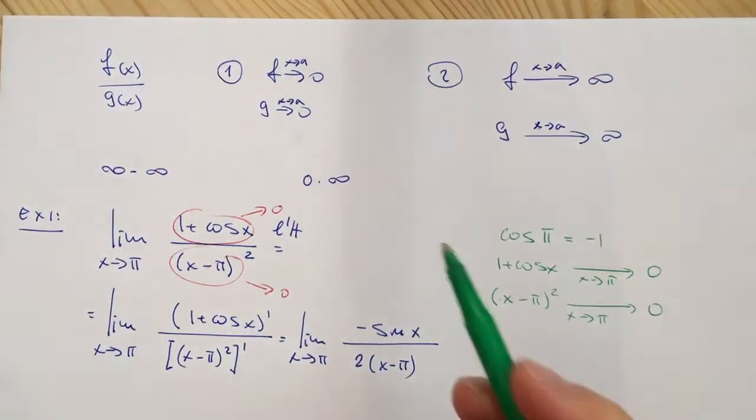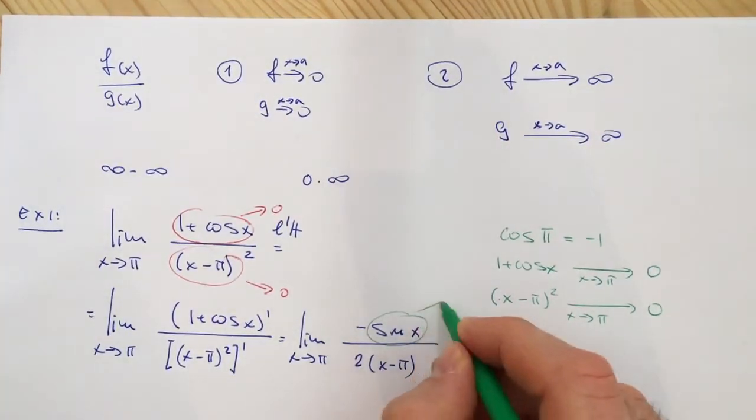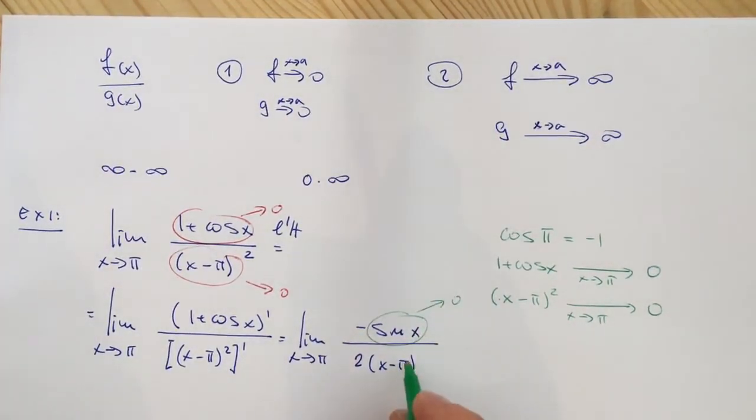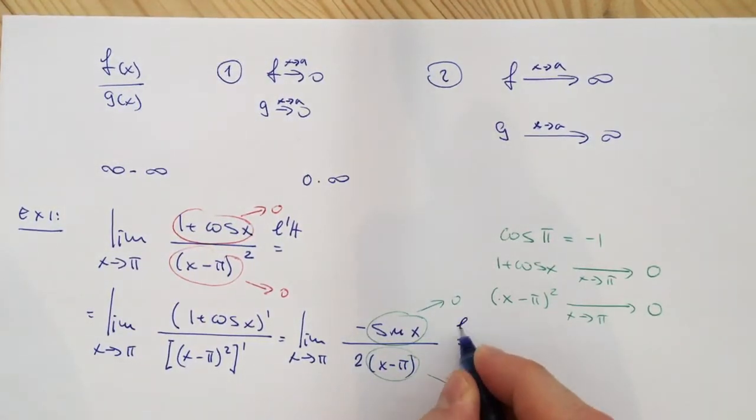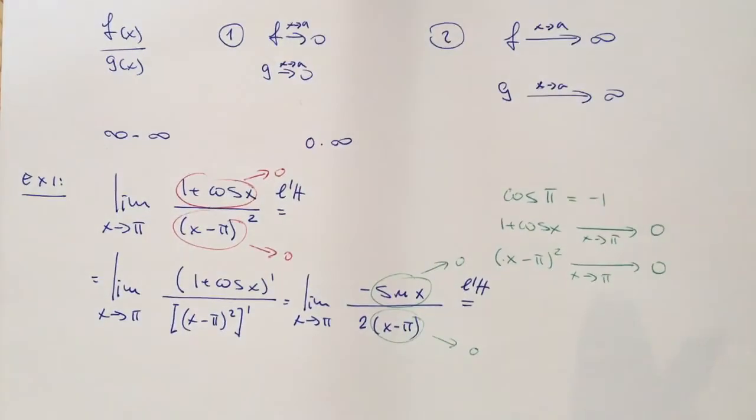Okay, now again, I apply direct substitution, or in other words, I check what happens with the numerator. Sine of pi is 0, so the numerator approaches 0, and the denominator also approaches 0. And in this case, what do we do? We apply L'Hopital's rule one more time.